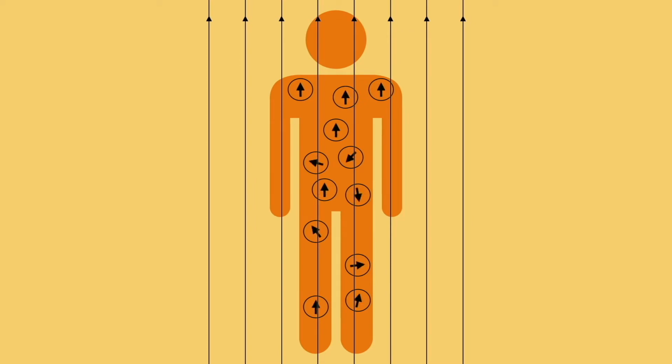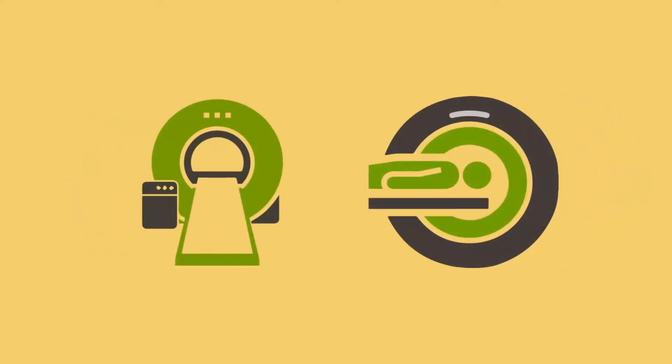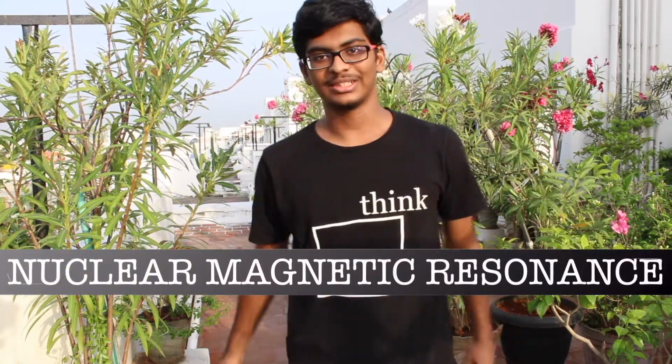But in different tissues of the human body, the rate of realignment is different. Using that, we can produce images of various parts of the human body and study them. And that is how an MRI machine works, using the concept of nuclear magnetic resonance. What's that? Let me explain.